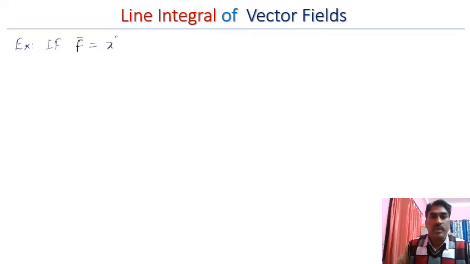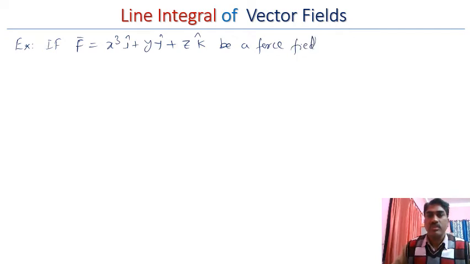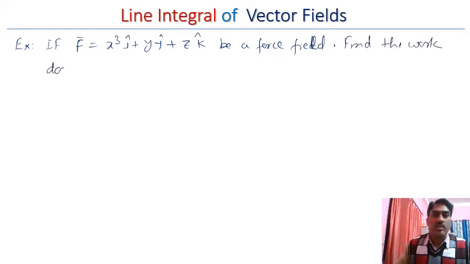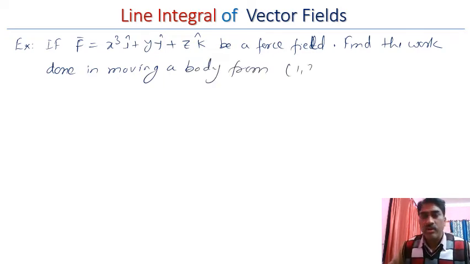If F = x³i + yj + zk be a force field, or simply you can say force. So this is a force field, meaning this is a force. Find the work done in moving a body from (1, 2, 3) to another point (3, 5, 7).